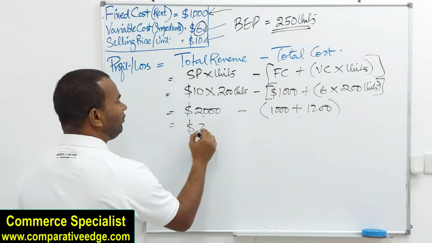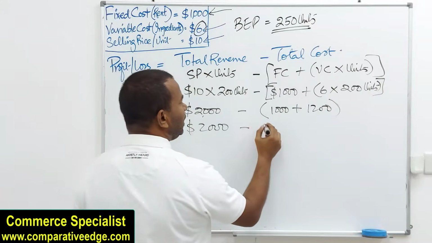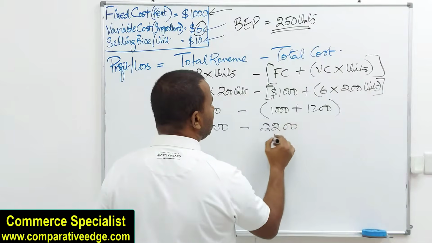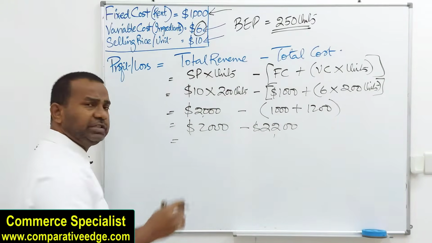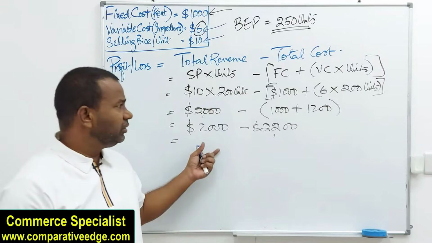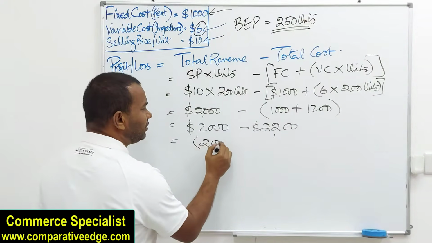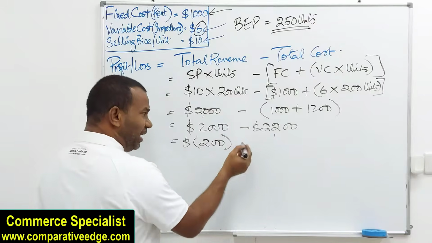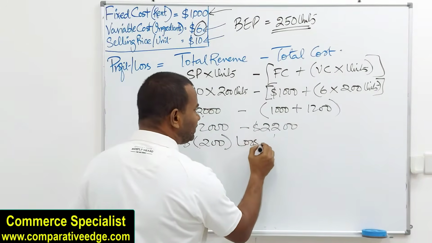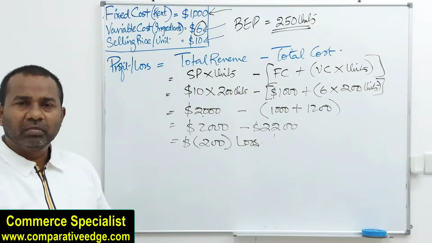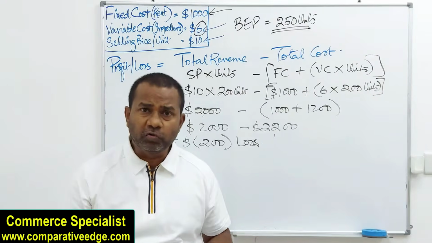So what do we have? We have $2,000 of revenue and $2,200 of cost. And simple mathematics, by the way, 2,000 minus 2,200 is a minus 200. Minus in accounting normally means loss. And it is very much proved.